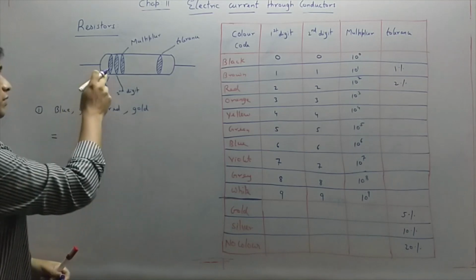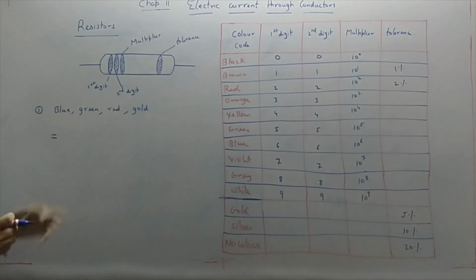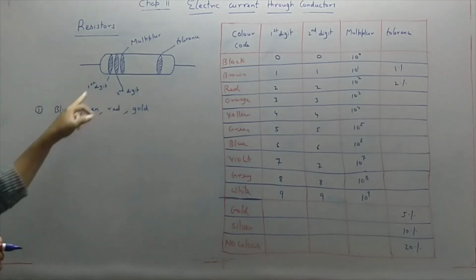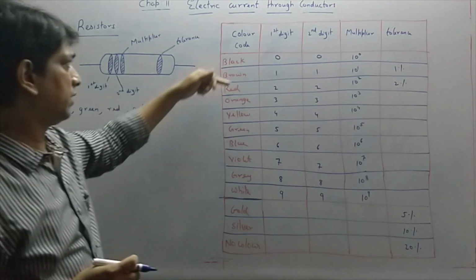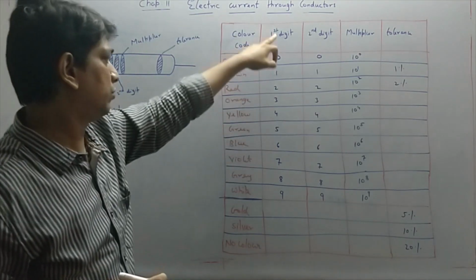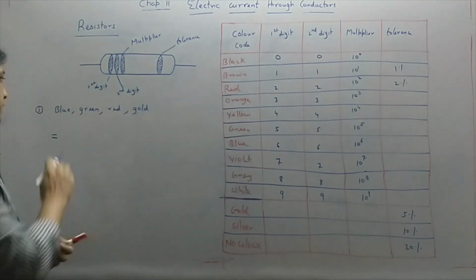Come on. First band, first digit. What is the first digit according to the sequence? Your first band is blue. That is your first digit. So where is the blue? Somewhere here. This will go for the first digit. What is the value of that blue? That is 6. So here we are writing 6.